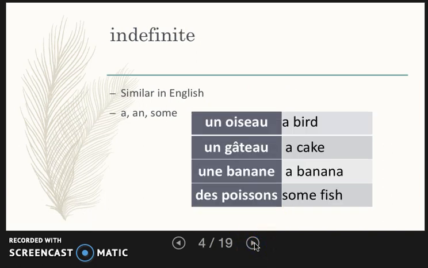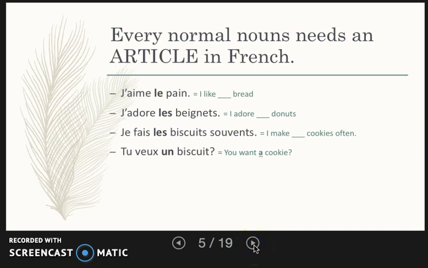Now, indefinite articles mean a or some when it's in the plural form. So, un oiseau, un gâteau, une banane, and des, meaning some. Now, what's interesting in French is that every normal noun needs an article. And I mean every normal noun. So in English, we have I like bread, but in French, we have to say j'aime le pain. J'adore les beignets. Je fais les biscuits suivants. So definite articles can be dropped, but tu veux un biscuit?